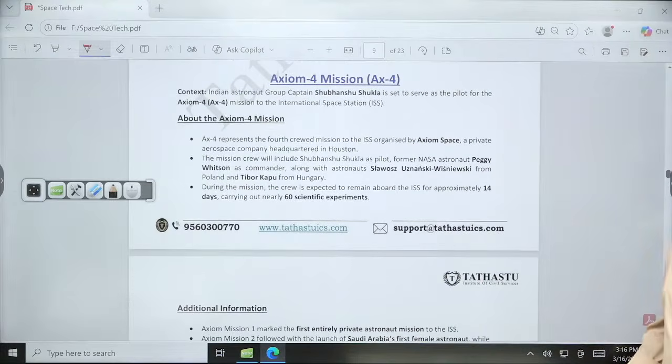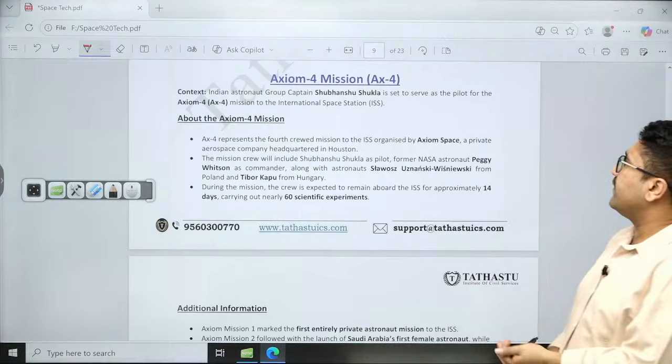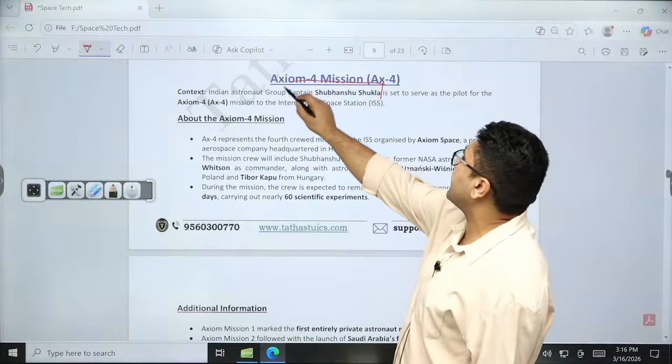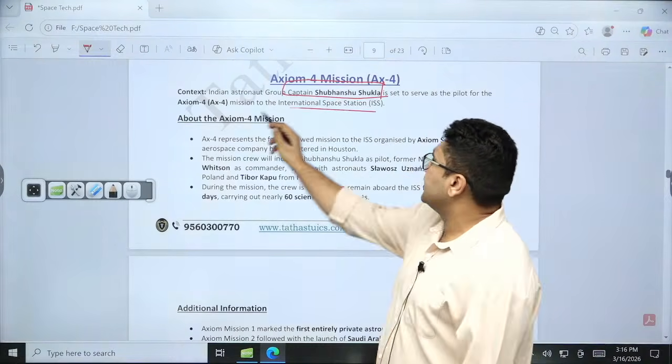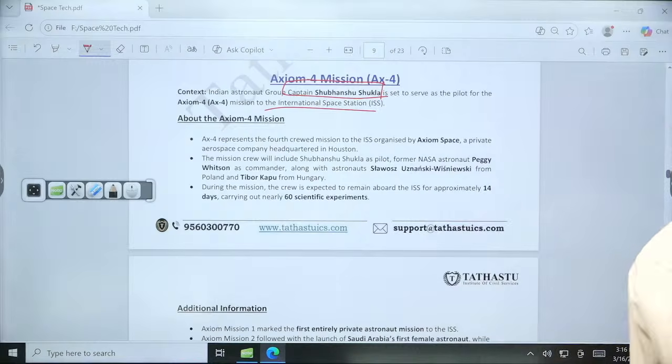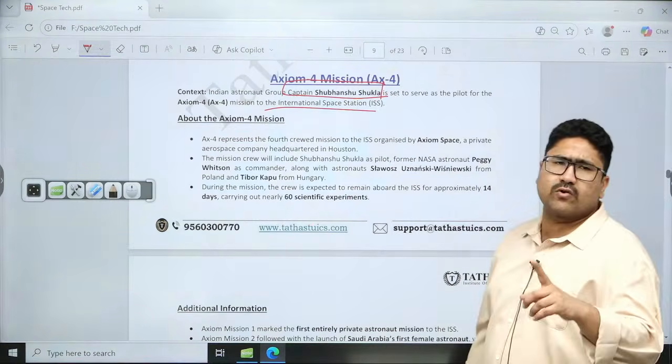Next mission, or the next article, is about the Axiom 4 mission. In the Axiom 4 mission, Indian astronaut Group Captain Shubhanshu Shukla has reached the International Space Station. The International Space Station does not belong to any one country.